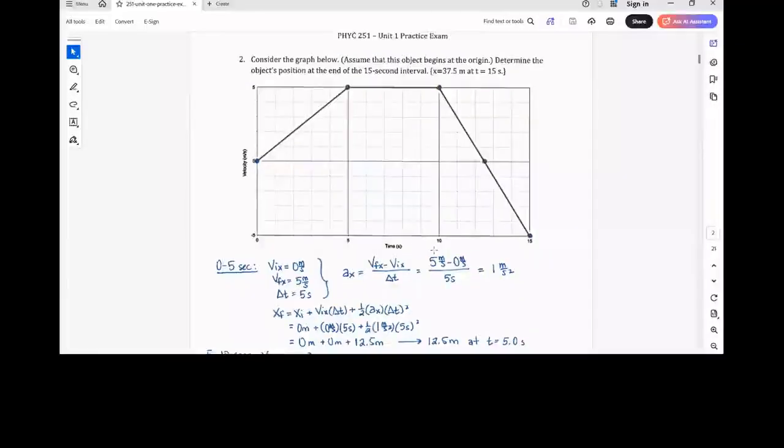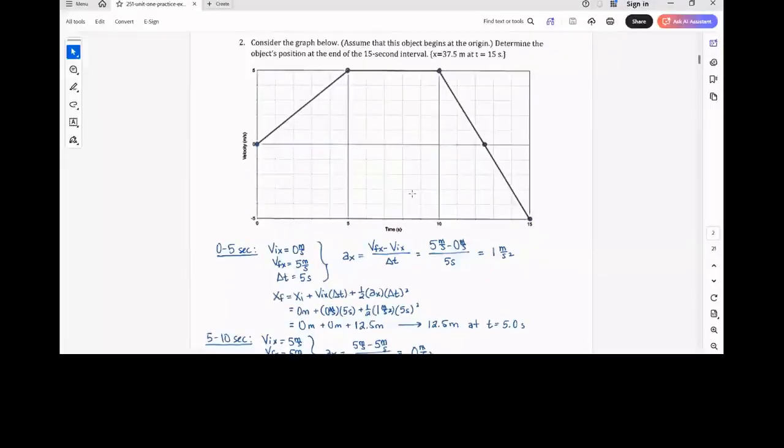Number 2 is a velocity versus time graph. We have an object that's moving for 15 seconds, but it is not maintaining one constant velocity for those entire 15 seconds. It's undergoing some changes in its motion. I need to figure out where it is at t is equal to 15 seconds. And note, it's crucial that I know where this object began, because the initial position on the x-axis is not something I'm going to be able to get from this velocity graph.